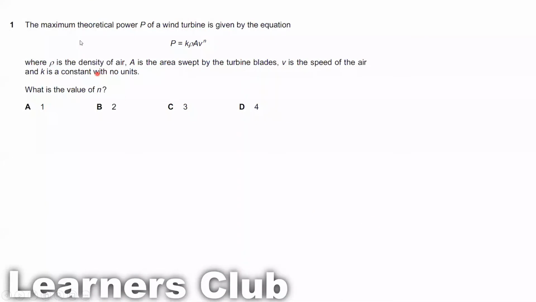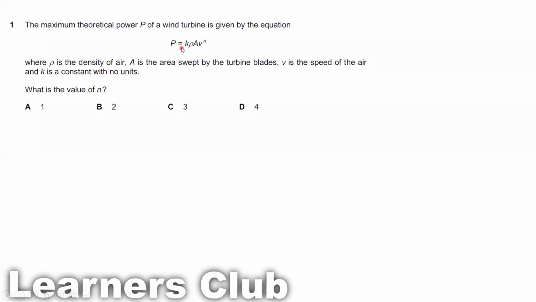Question 1. The maximum theoretical power P of a wind turbine is given by this equation, where ρ is the density of air, A is the area swept by the turbine blades, V is the speed of the air, and K is a constant with no units. What is the value of N?